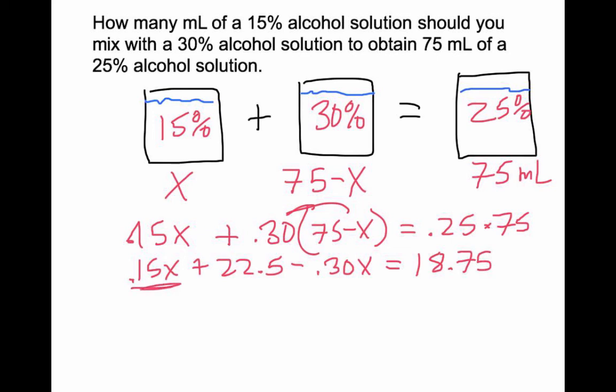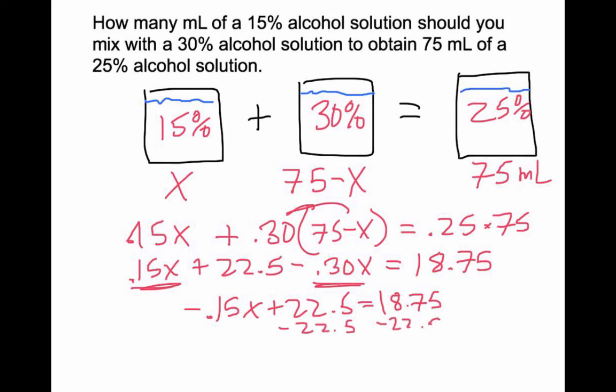So now let's combine some like terms. I have 0.15 minus 0.3. If you subtract those, you'll get minus 0.15x. So we have minus 0.15x plus 22.5 equal to 18.75. Now I can subtract this 22.5 from both sides.